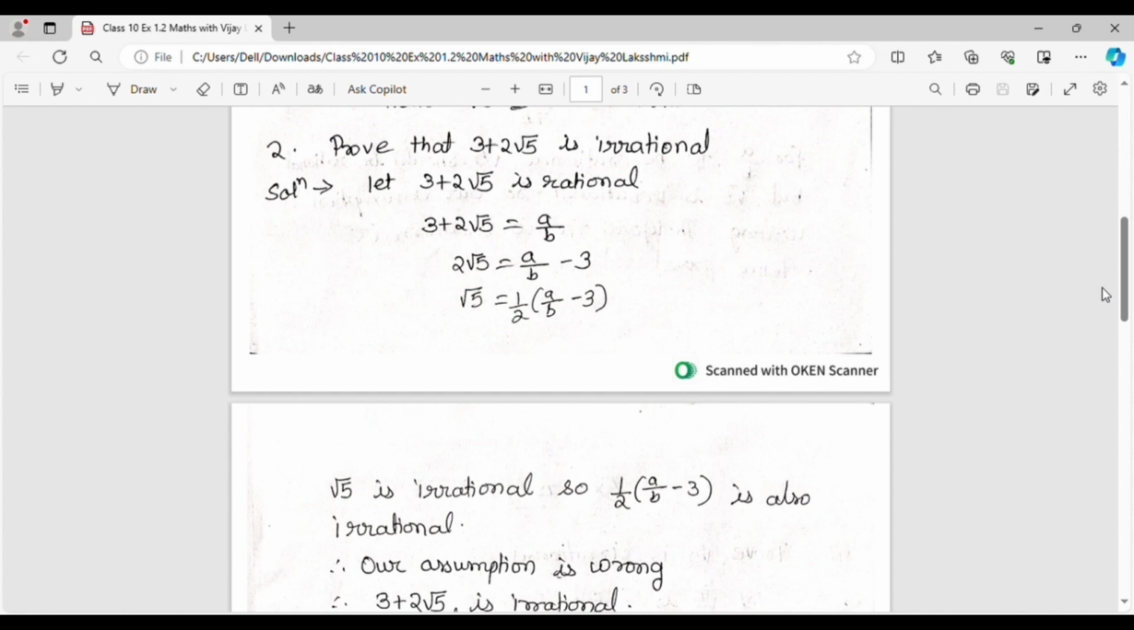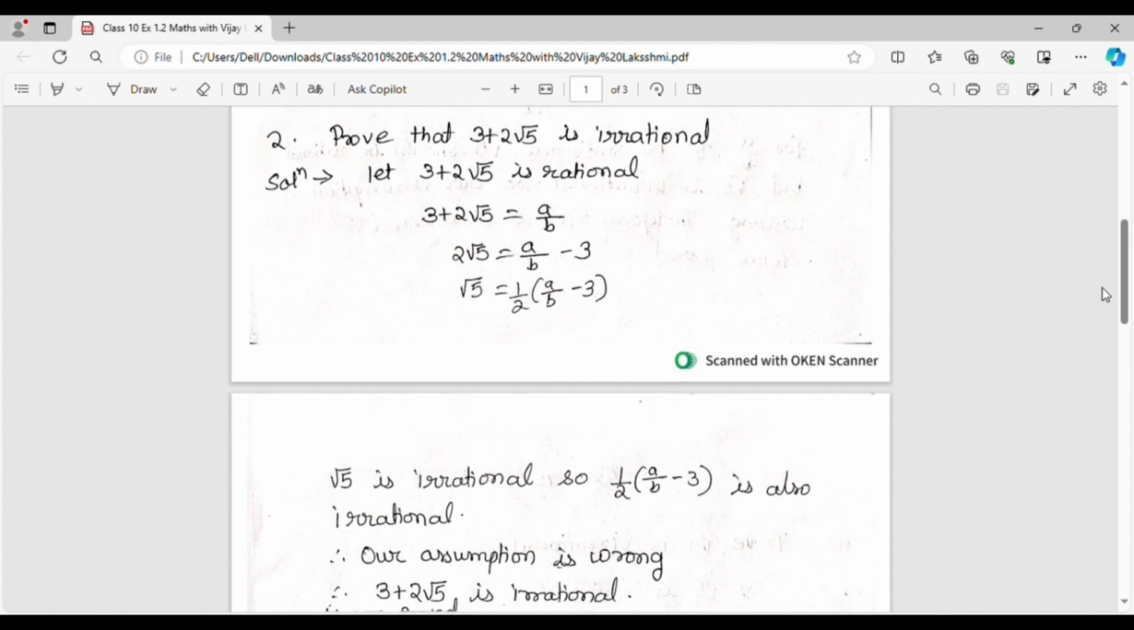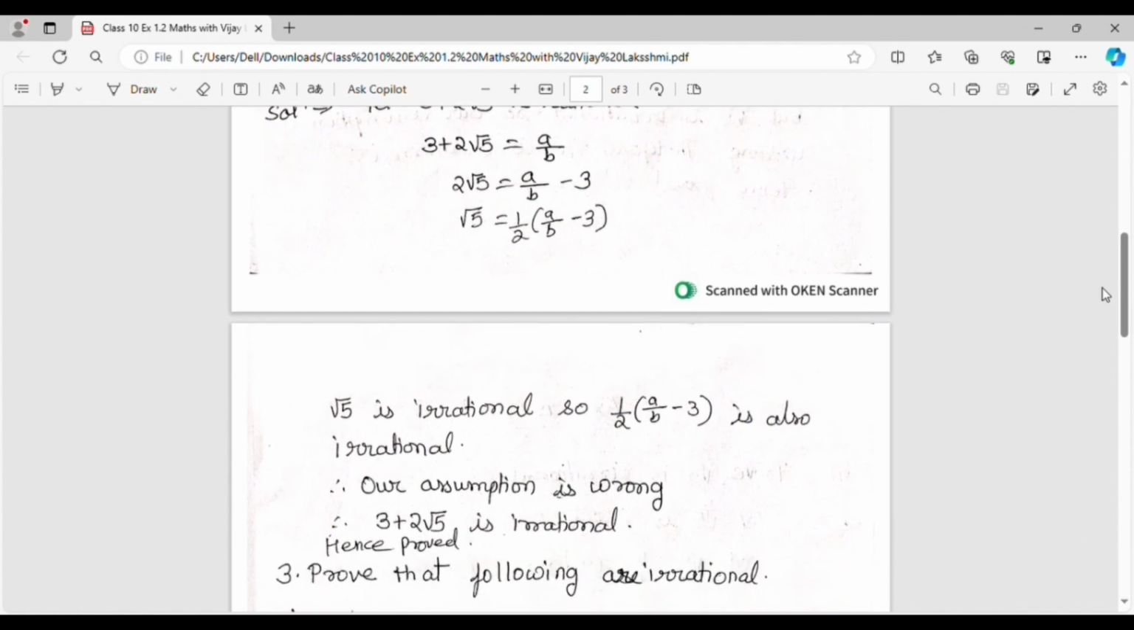So if root 5 is rational, then 1 upon 2 bracket a upon b minus 3 should also be rational. But we know that root 5 is irrational. So RHS is also irrational. So our assumption was wrong. 3 plus 2 root 5 is irrational.